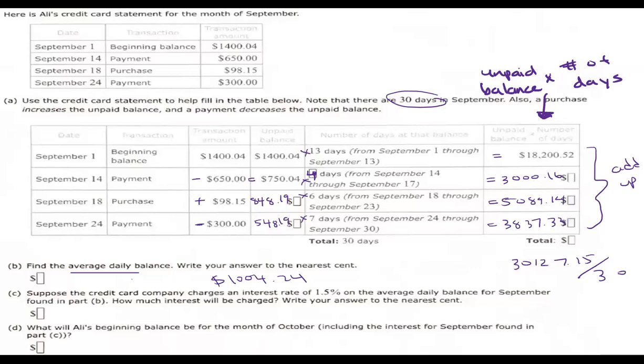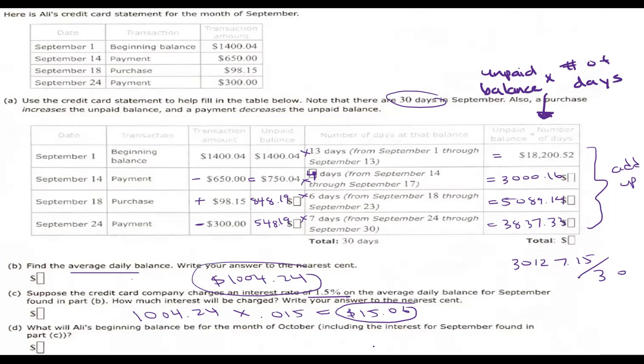All right, so let's look at part C now. It says, suppose that the credit card company charges an interest rate of 1.5% on the average daily balance for September found in part B. How much interest will be charged? All we have to do is take the $1,004.24 and multiply it by the interest rate, 0.015. That gives us $15.06. So that is the interest that will be charged on your account.